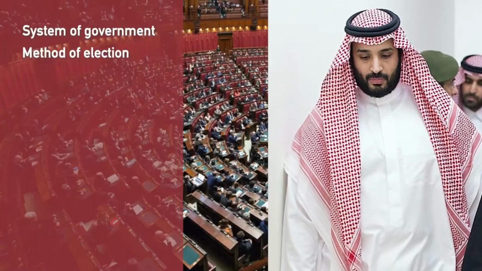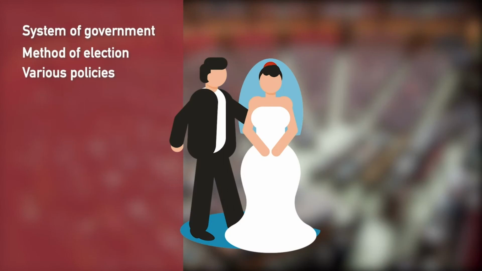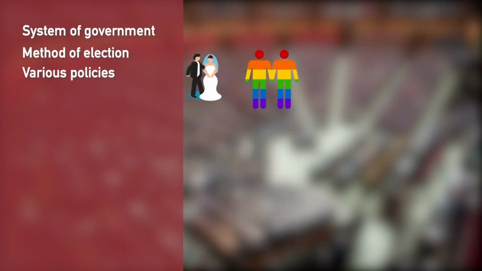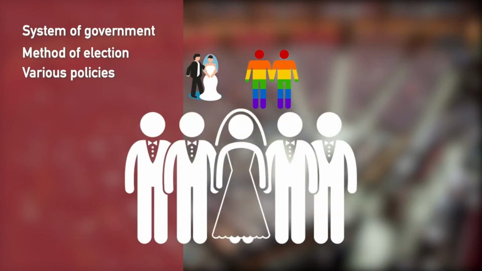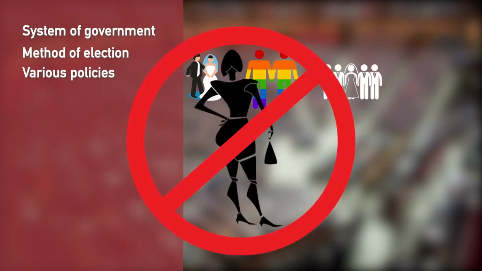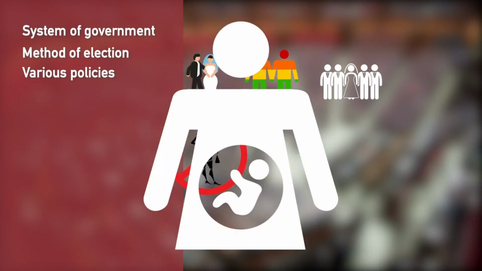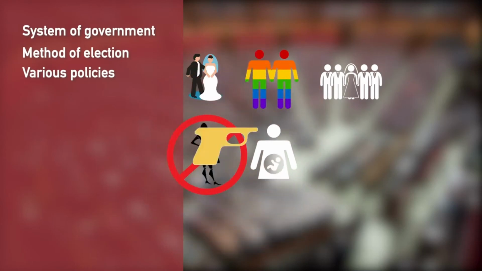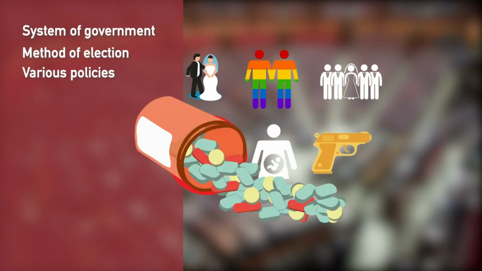Then I also looked at the various policies that the country has. For instance, marriage laws, whether you can have a gay marriage, whether you can practice polygamy, also obscenity laws, whether prostitution is legal or not, whether you can have an abortion or not. And there's a gradient of all of these. Gun control, and also the legality of drugs.